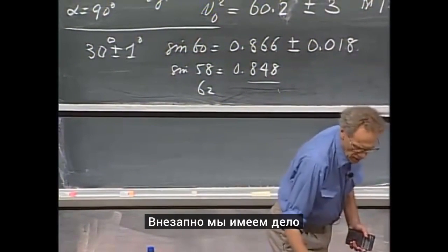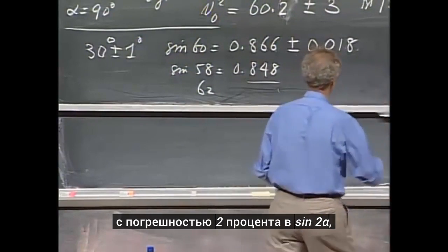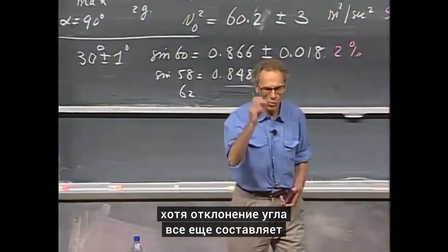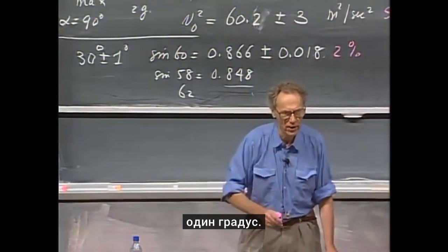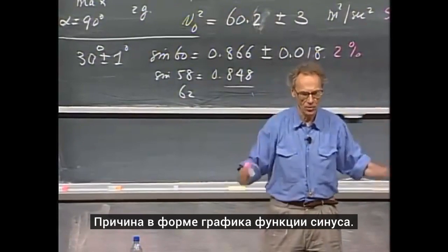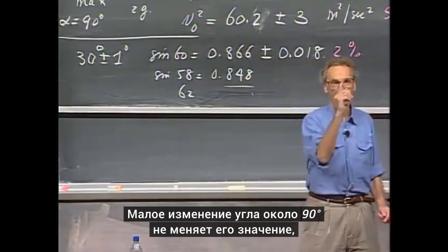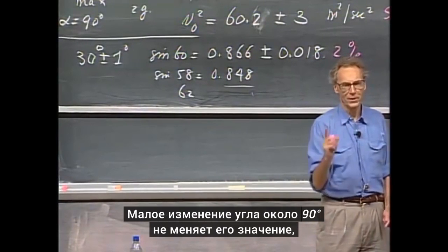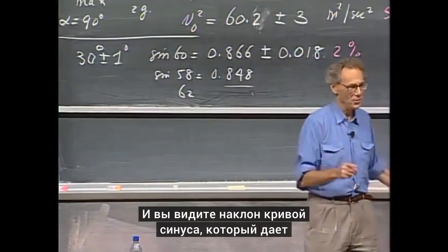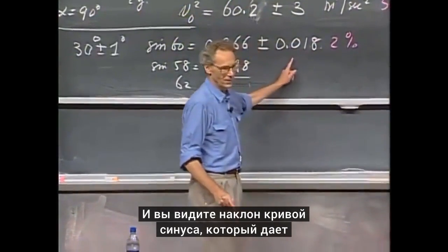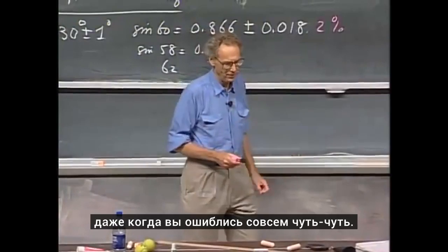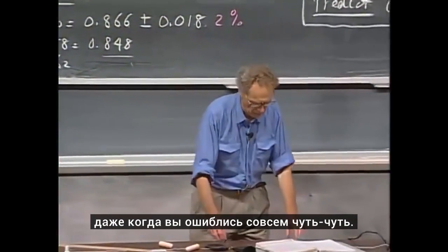So now we're dealing all of a sudden with a 2% error in the sine of 2 alpha, even though there's only a 1 degree uncertainty in the angle. And the reason is that a sine curve is like so. A small angle change here makes no difference, but a small angle change here makes a lot of difference. And you can see that it is the slope of the sine curve that gives you a much larger error if you are off by a teeny-weeny little bit.